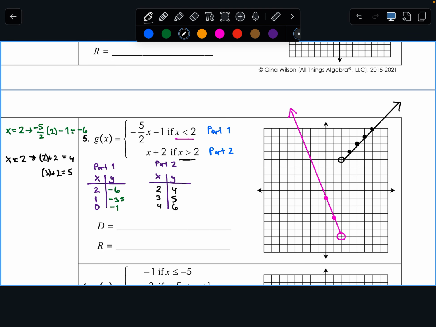Is there anybody in this room that has a question about what we've done so far? The hardest part for me is the range. Okay, that's what we're about to talk about right now, the domain and range. So that might be a little bit of trouble for some of y'all too.